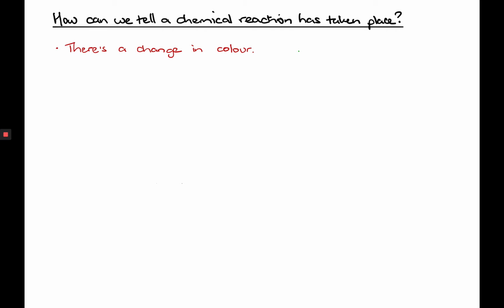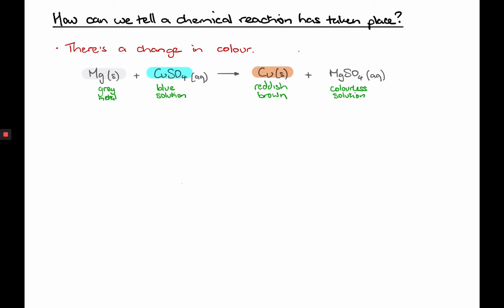Well, a classic example is that there's a change in colour. If we look at an example reaction here, where we react magnesium with copper sulfate and we get copper and magnesium sulfate, we could clearly observe a colour change during this reaction because we start with the magnesium ribbon, which is a grey metal, or if we've sandpapered it, it might be a bit shiny and silvery. The copper sulfate is a very vivid blue colour, very strong blue colour. And then as the reaction proceeded, we would see a reddish brown solid being formed, which was copper. And we'd also see the blue fade.